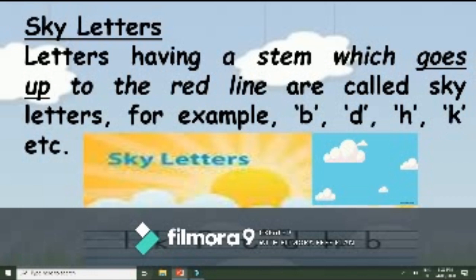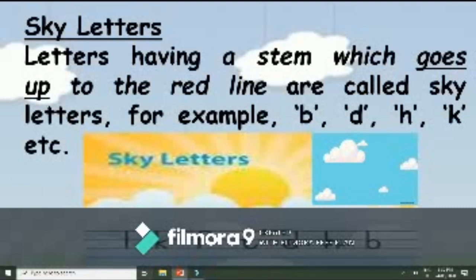First category is sky letters. Letters having a stem which goes up to the red line are called sky letters. For example, B, D, H, K, all these letters are sky letters. As you know, L is touching the skyline, K is also touching the skyline, F, T, D, H, they all are touching the skyline. Their stem is going up and touching the skyline. So, they all are sky letters.